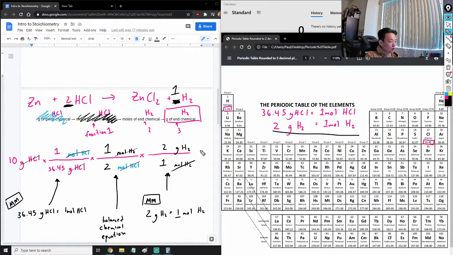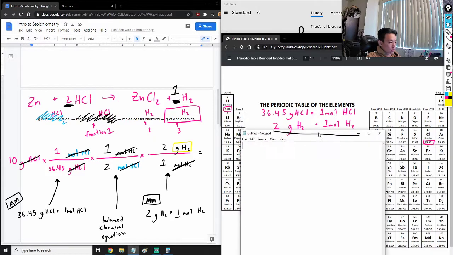You guys have done the hard part. All we need to do now is plug and chug into the calculator and we can get our answer. Now, just to make sure that we set everything up correctly, you have grams of HCl here and on the bottom, moles of HCl on the top and on the bottom, moles of H2 on the top and the bottom, and all we have left over is grams of H2, which is what the question was looking for. So that's it. We set everything up correctly.